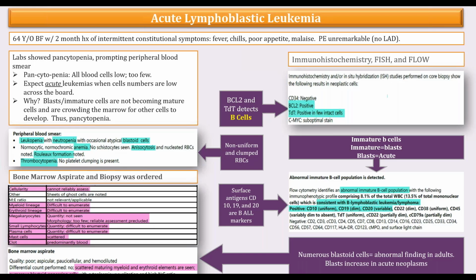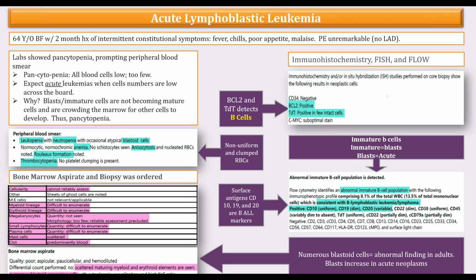So peripheral blood showed leukopenia with neutropenia and occasional atypical blasts, anemia with anisocytosis, which is abnormal red blood cells. The rouleaux formation is noted, which is a stacking and clumping of those red blood cells. And there's also thrombocytopenia. The bone marrow, they mentioned that they cannot reliably assess the cellularity.